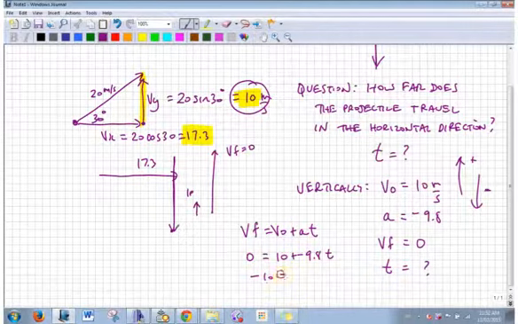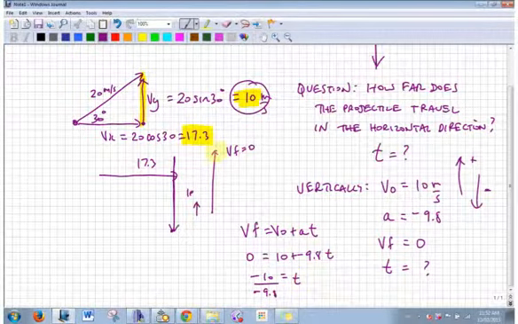Minus 10 to both sides. Divide by negative 9.8. And the time, just to get to the top, is going to be just over a second. What did I get? Yeah, don't round this yet. Okay? That's just to get to the top.